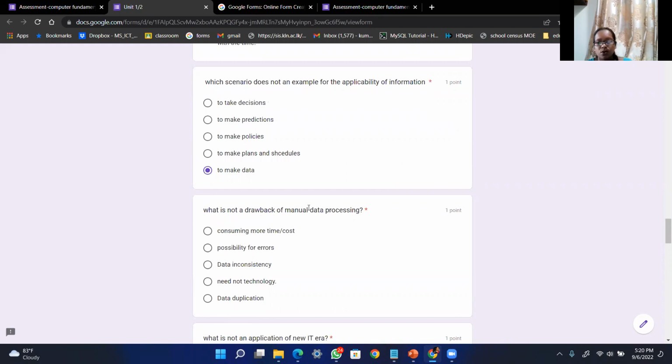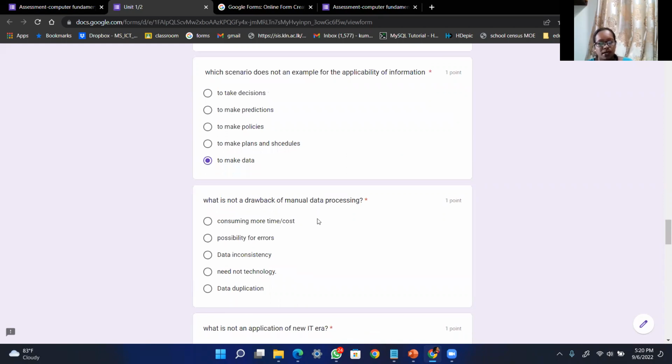Which of these is not a drawback of manual data processing? Consuming more time, cost.